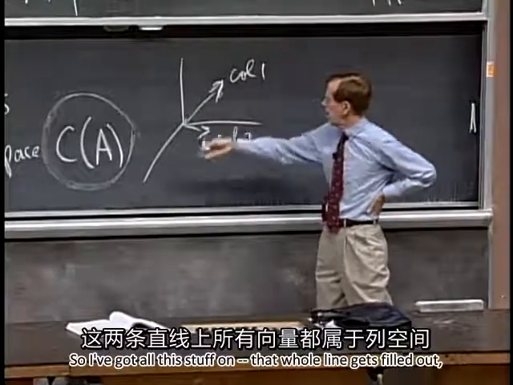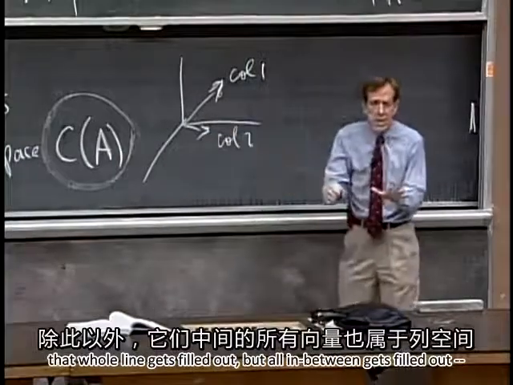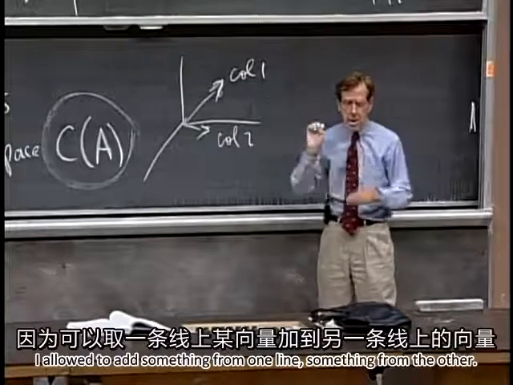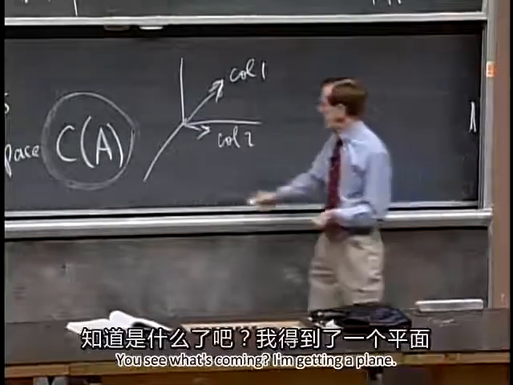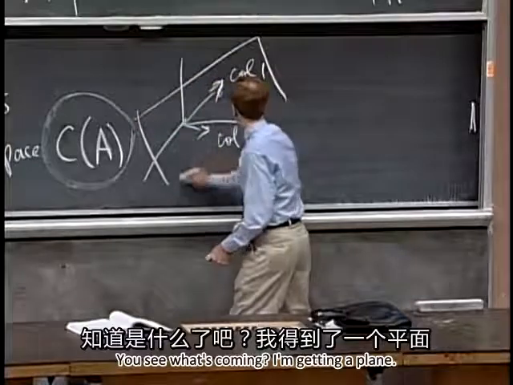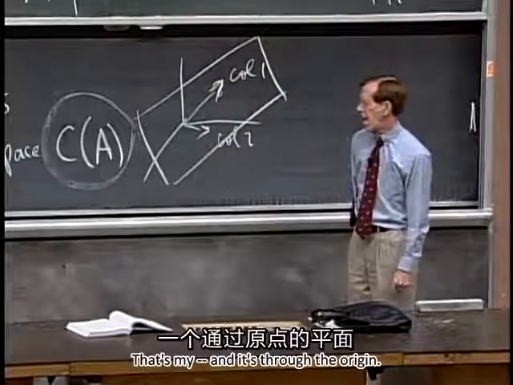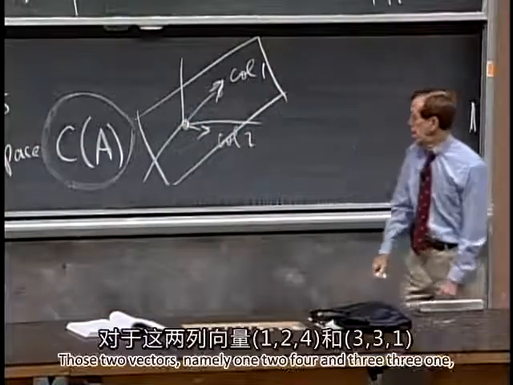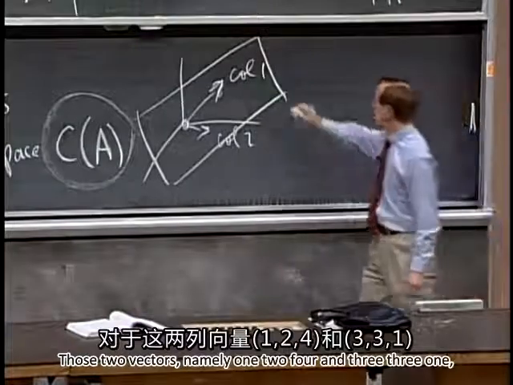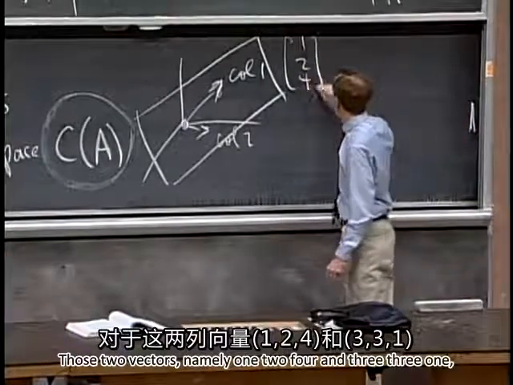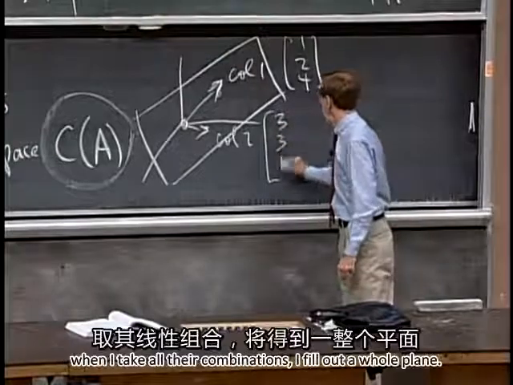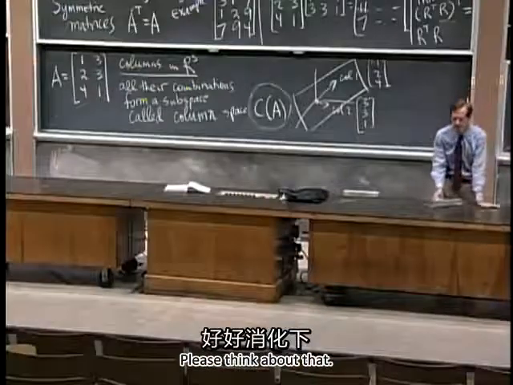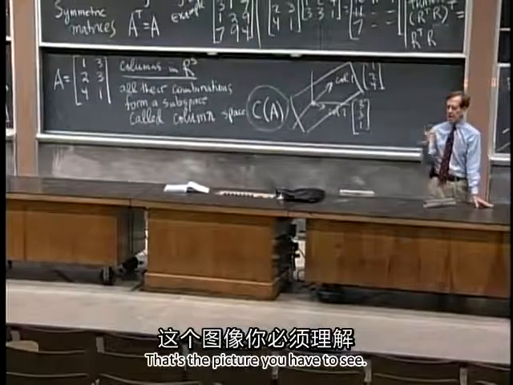I get that whole line filled out, and that whole line filled out, but all in between gets filled out between the two lines because I'm allowed to add something from one line, something from the other. You see what's coming? I'm getting a plane, and it's through the origin. Those two vectors, namely 1, 2, 4 and 3, 3, 1, when I take all their combinations, I fill out a whole plane. Please think about that. That's the picture you have to see.